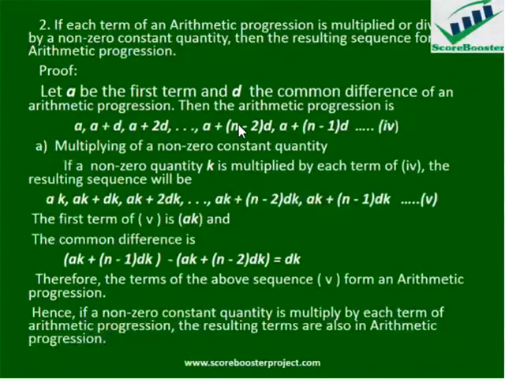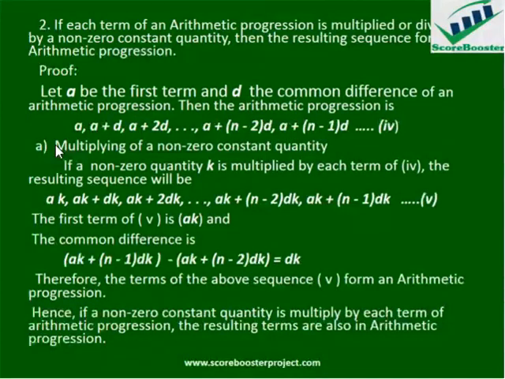So we start the proof by assuming that the first term of an arithmetic progression is denoted by a and d is the common difference, and the general form of an arithmetic progression is given by equation 4. So the first part is the multiplication of a non-zero constant quantity with terms of an arithmetic progression. So if a non-zero constant quantity k is multiplied by each term of 4, the resulting sequence will be ak, ak plus dk, ak plus 2dk, up to ak plus (n minus 2)dk, ak plus (n minus 1)dk.